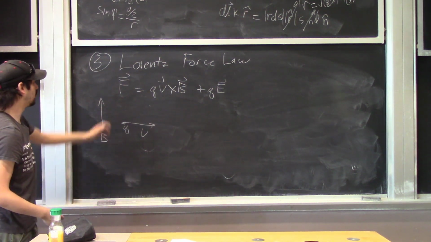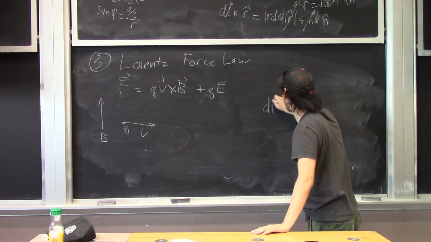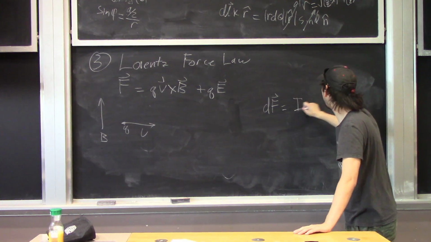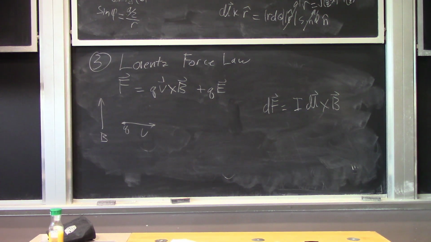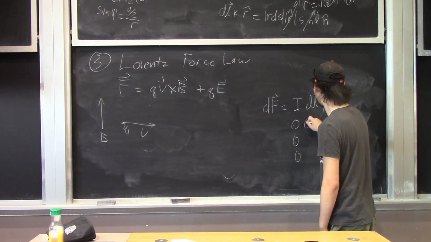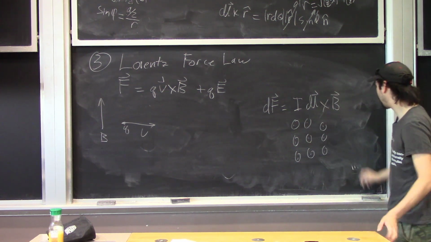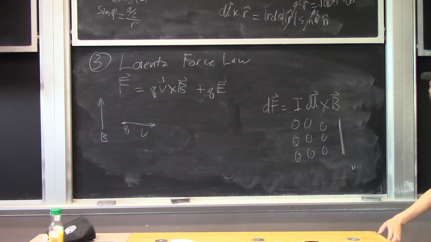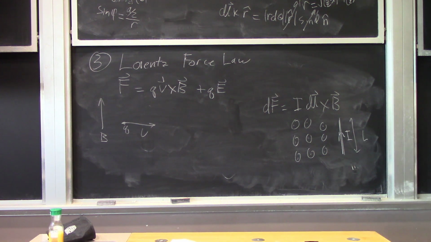Now, another way that we could write the Lorentz Force Law for currents is to say that dF is equal to I dl cross B. And what this allowed us to do was to say if I have some magnetic field everywhere like this, and I have some length of wire, some length L, and some current that goes this way, we can find what the total force is acting on this length of wire.